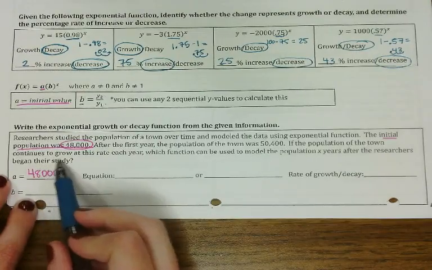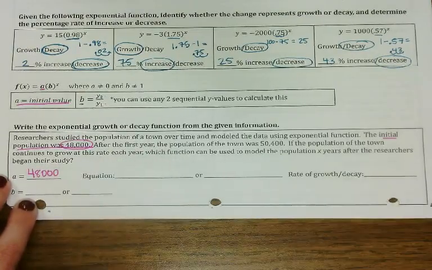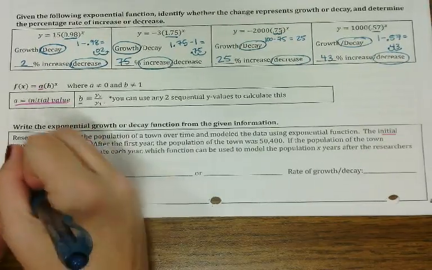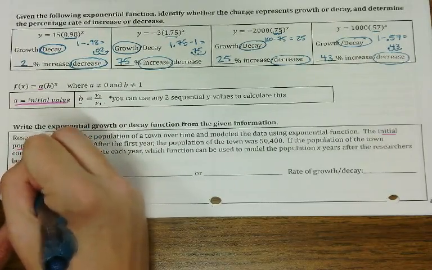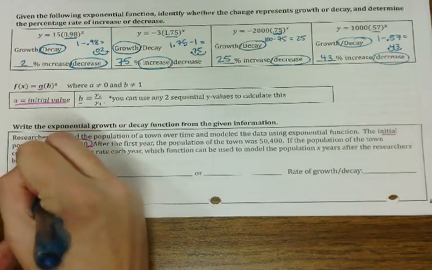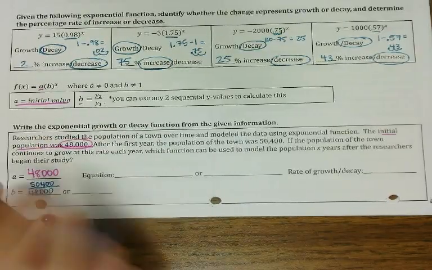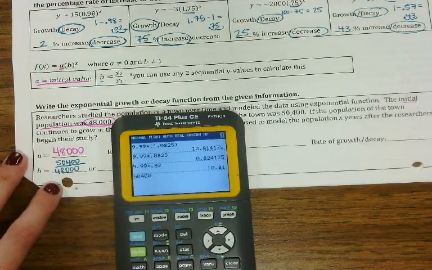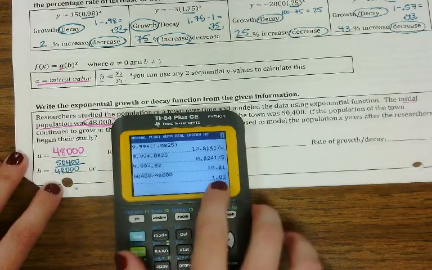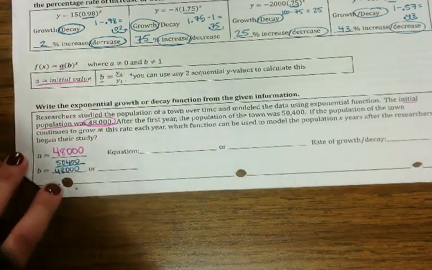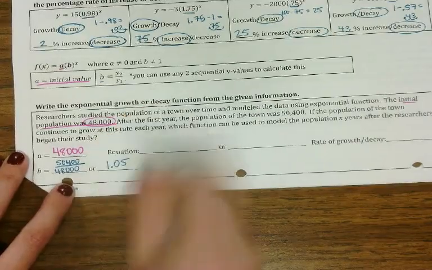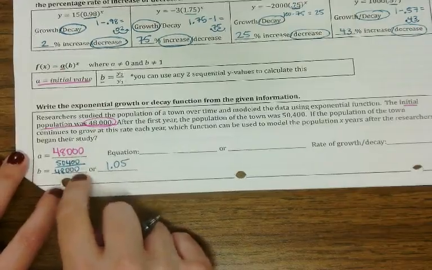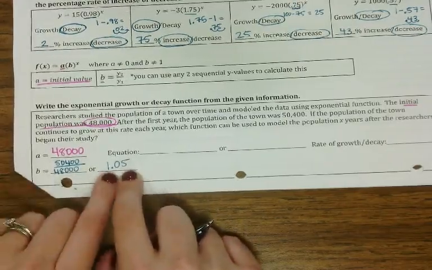So if the population continues to grow at this rate, which function can be used to model the population? Or write a function that can be used to model the population. So what we could do is say 50,400 divided by that 48,000. I don't know what that is off the top of my head, so I'm going to use my little calculator here. 50,400 divided by 48,000. That gives me 1.05. So that means my B value, you can write it as that weird fraction, or you can write it simplified, okay?